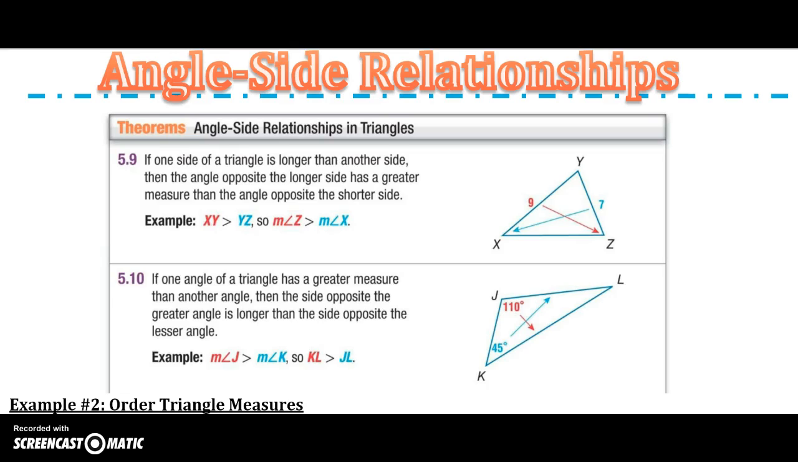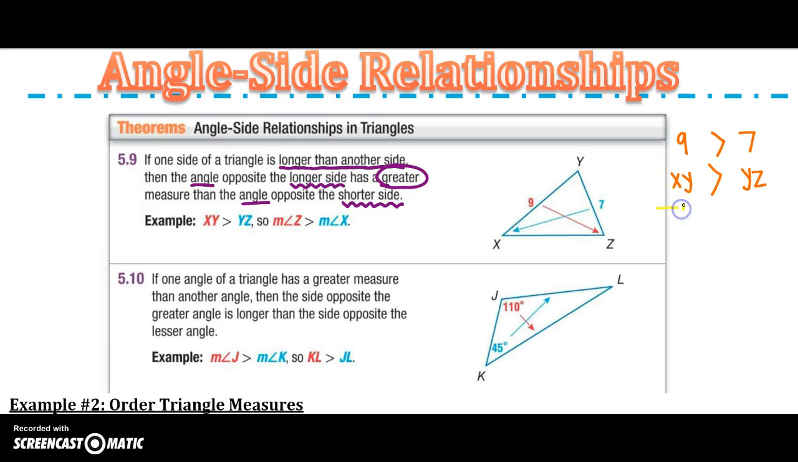The first one, in 5.9, says if one side of a triangle is longer than another, then the angle opposite the longer side is greater than the measure of the angle opposite the shorter side. So what does that mean? We know that 9 is greater than 7, and 9 belongs to XY, and 7 belongs to YZ. Since 9 is greater than 7, then XY is greater than YZ.